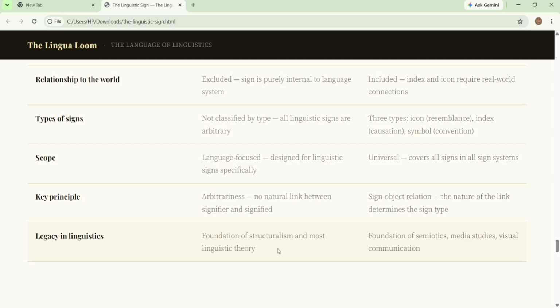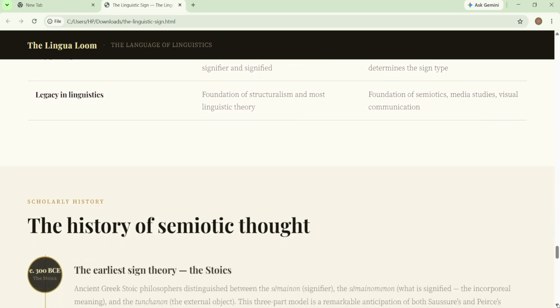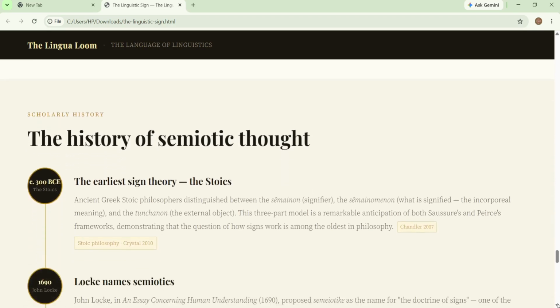Legacy in linguistics: Saussure's model is the foundation of structuralism and most linguistic theory, whereas Peirce's model is the foundation of semiotics, media studies, and visual communication. So let's move forward. These are the differences.